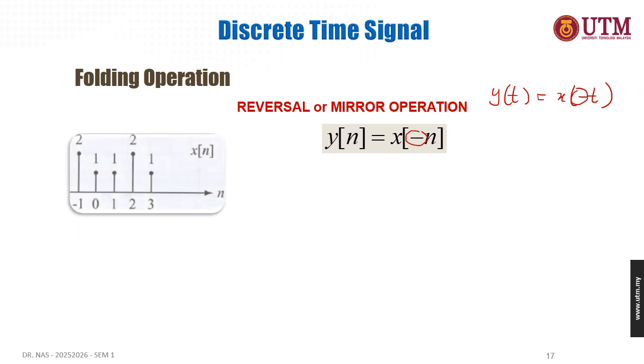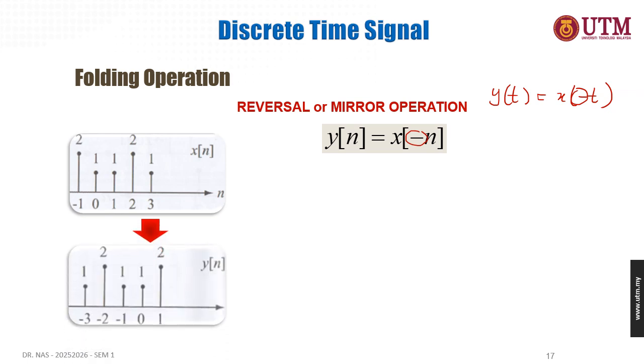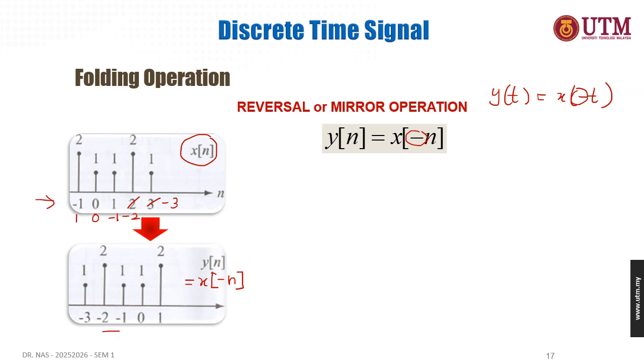Let's look at the first example. When you have x[n], what happens when you have x[-n]? This is y[n] equal to x[-n]. It means that from the original signal, the n is inverted. So 3 becomes minus 3, 2 becomes minus 2, and so on. And here negative 1 becomes positive 1. Then you need to rearrange the axis. This is the output signal.